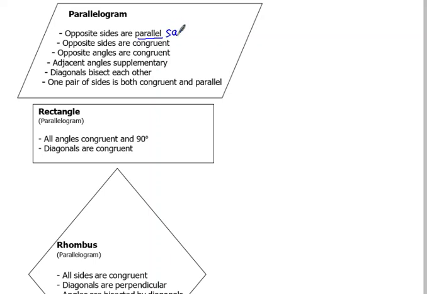Let's make a note that when we see parallel, we think same slope. So for example, this side has the same slope as this side because they are going in the same direction. So if this slope was 1/2, this slope over here is also going to be 1/2.